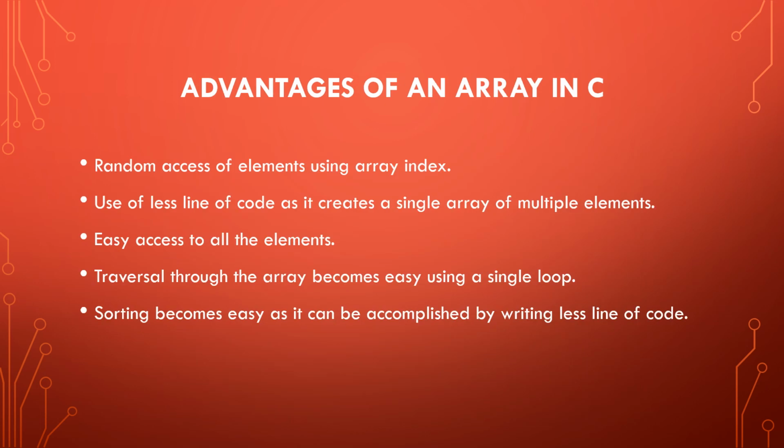Advantages of an array in C: random access of elements using the array index; use of fewer lines of code as it creates a single array of multiple elements; easy access to all the elements; traversal through the array becomes easy using a single loop; sorting becomes easy as it can be accomplished by writing fewer lines of code.